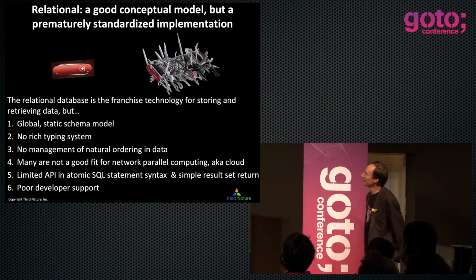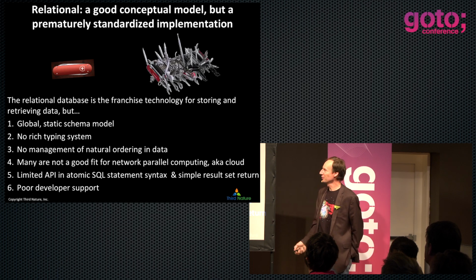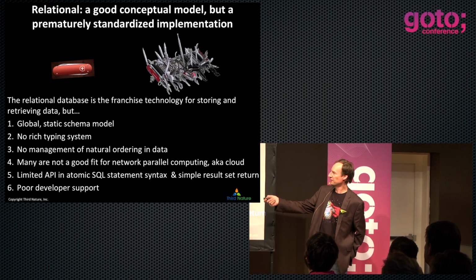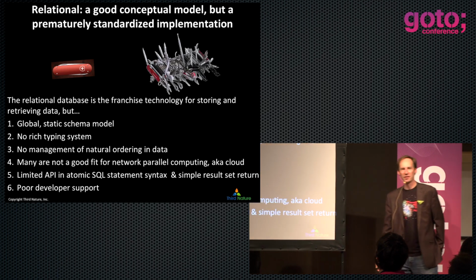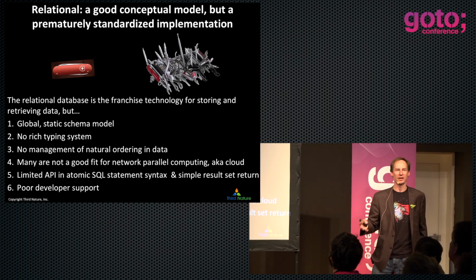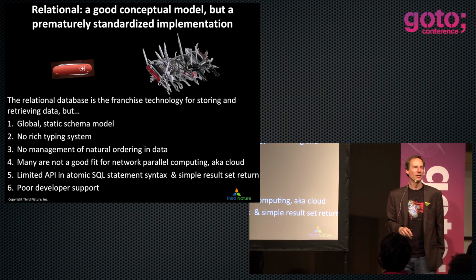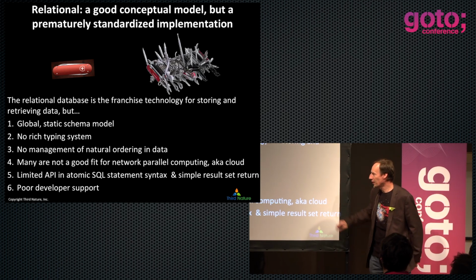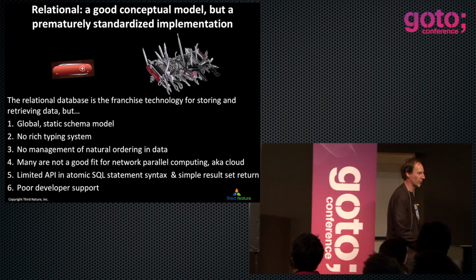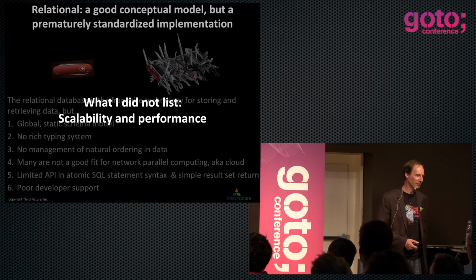And so relational has a lot of great stuff going for it, but it's got some really sucky things as a developer: static schemas, no rich typing, only a few data primitives. Everything has to be designed up front and in advance. It's sort of the anti-pattern for both deployment and development of Agile. It doesn't do well for a number of things, including developer support. And so what didn't I list here? I didn't list performance and scalability, because bigness is not the problem.